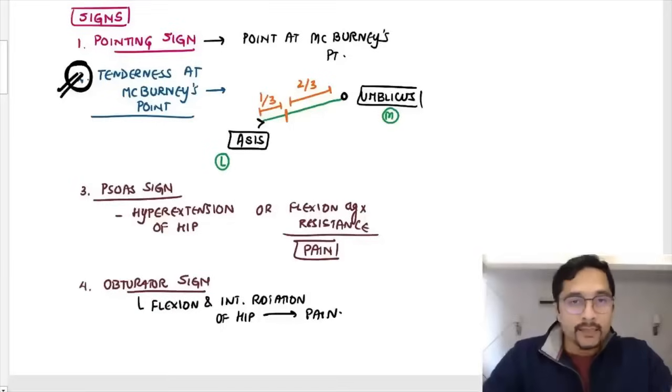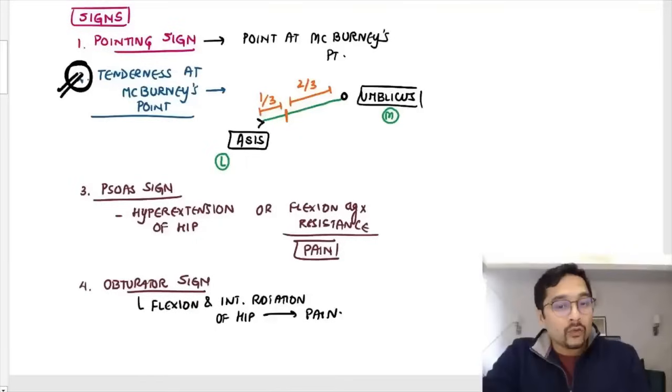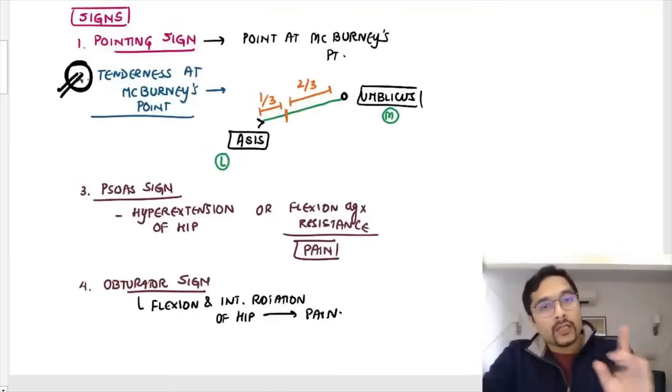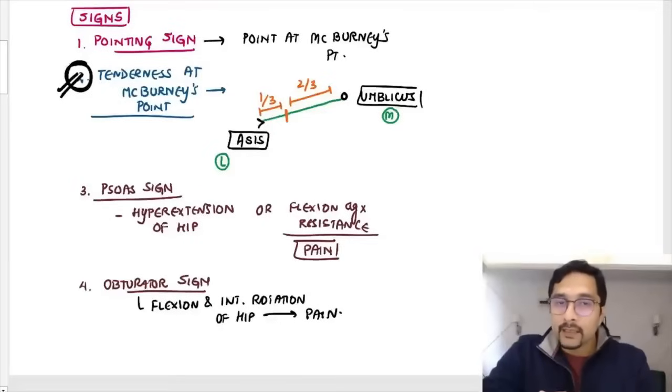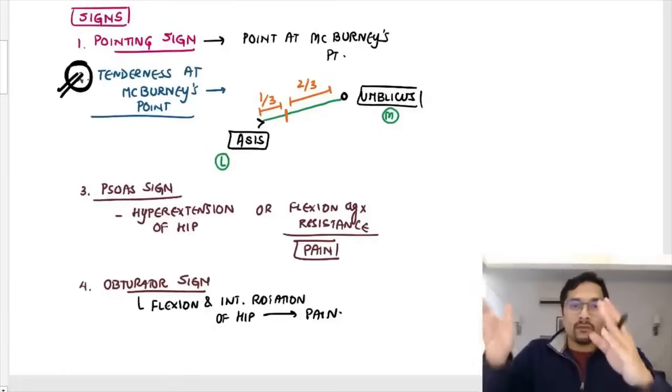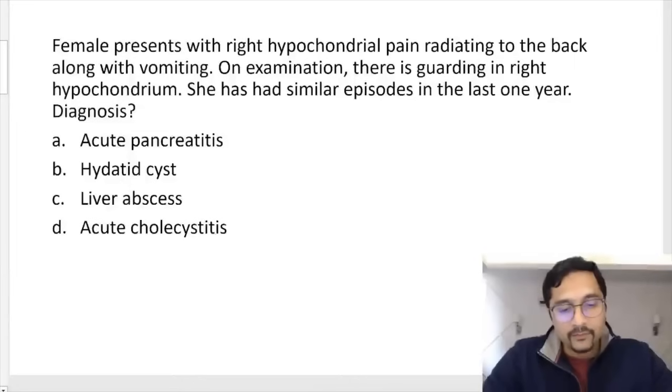McBurney's point is the site of maximum tenderness in appendicitis, and it is situated at the junction of lateral 1/3 and medial 2/3. Again, lateral 1/3, medial 2/3, along the line joining the anterior superior iliac spine with the umbilicus. Right, so that is where maximum tenderness is there. Psoas sign can be seen. This is when we do hyperextension of the hip or flexion against resistance. And obturator sign can be seen when there's flexion and internal rotation, which is done, that can give rise to pain.